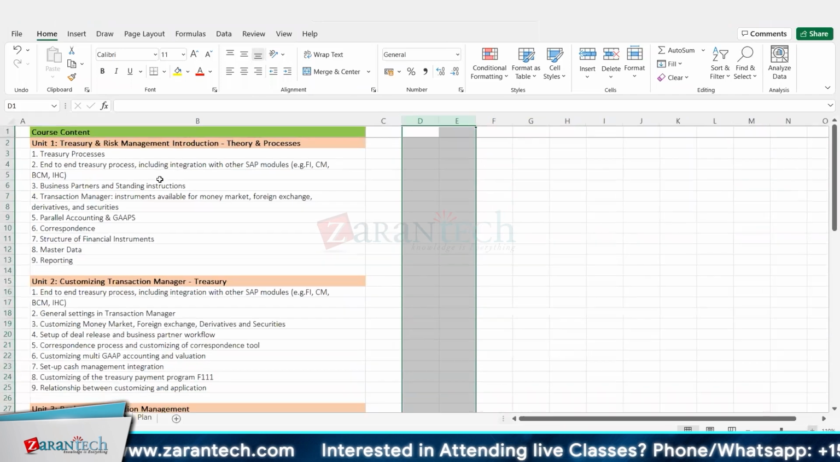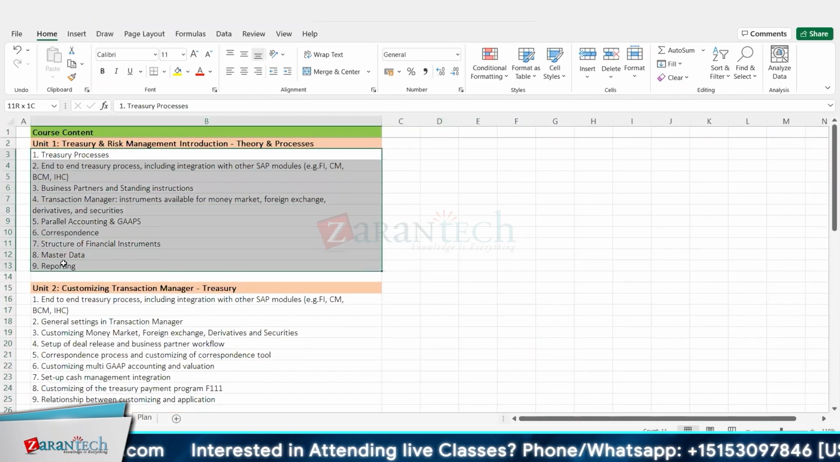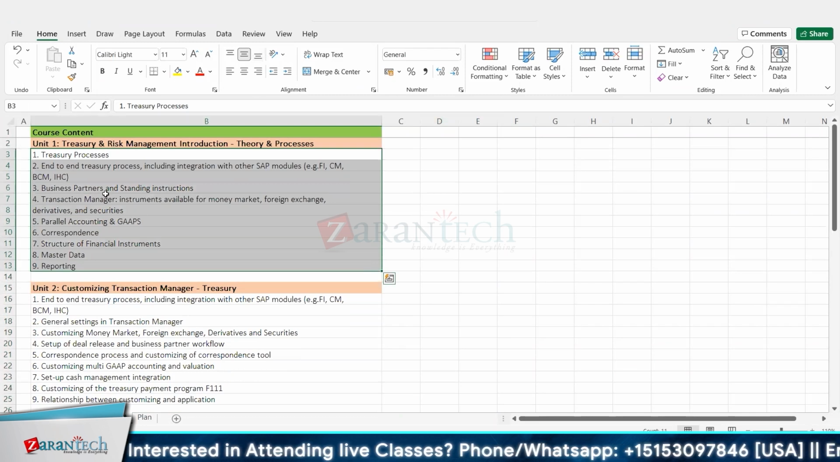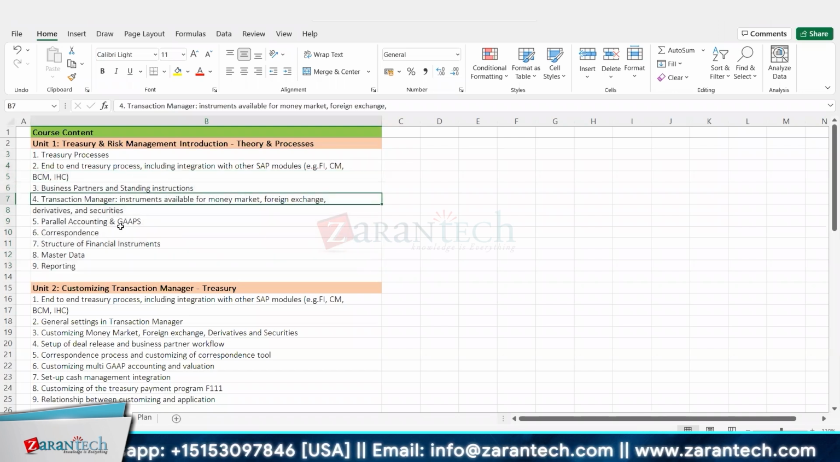So guys, in Treasury and Risk Management, these are the different processes of treasury ZaranTech has proposed: treasury process integration with modules, business partner, transaction manager, then parallel ledger accounting, correspondence. So these are the topics contained in the treasury and risk management theory and processes.